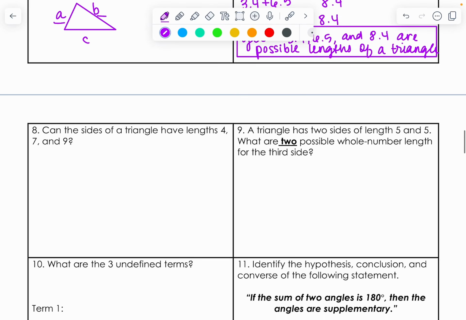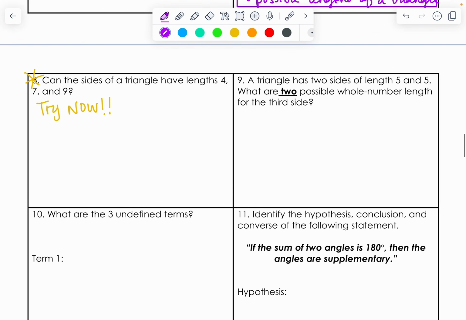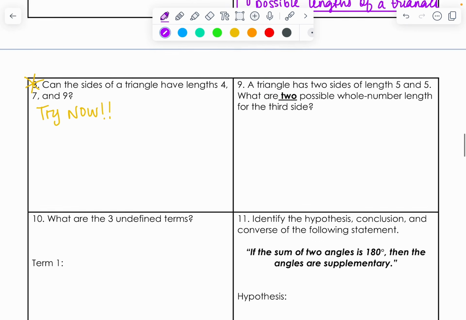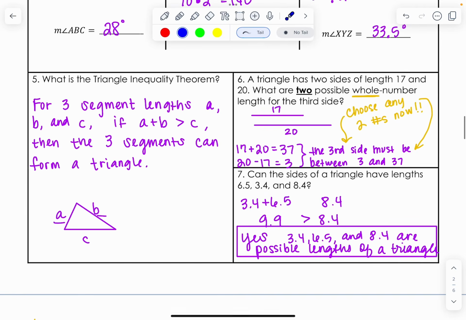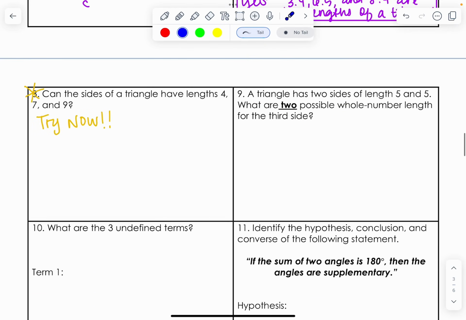Number 8. Can the sides of a triangle have lengths 7 and 9? So try this one on your own. Number 9, a triangle has two sides of length 5 and 5. What are two possible whole number lengths for the third side? So just do what we did for number 6. Okay, so just refer to number 6.